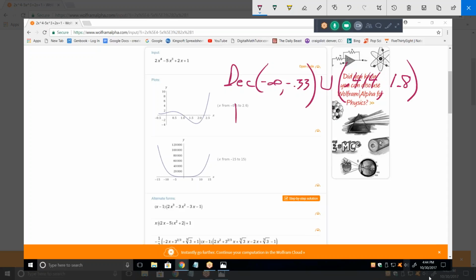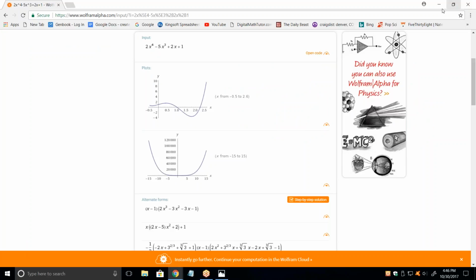And it's increasing on what interval? From negative 0.33 to 0.414. And from 1.8 to infinity. Correct. Seems like you have a pretty good handle on increasing and decreasing. Okay.